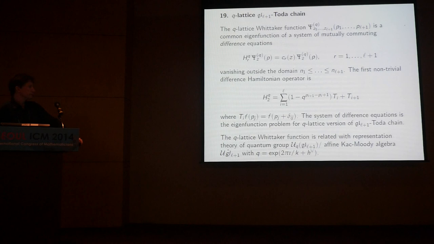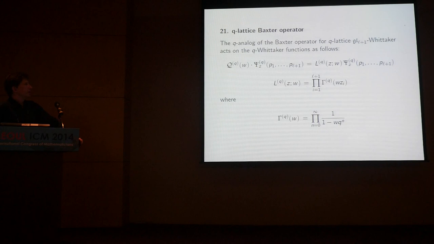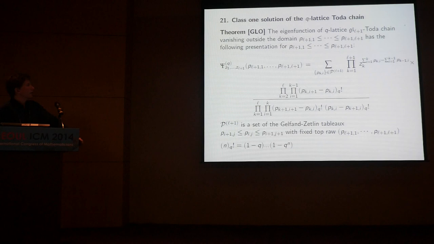Just a brief comment: just like in the standard case, we will present the solution of this problem in terms of matrix elements in some representation theory of general linear groups. The q-lattice Whittaker function also allows this interpretation, either in terms of quantum groups or affine Kac-Moody algebras. But we need only the result here. Again, we construct the q-analog of the Baxter operator, so there's some integral operator here, or difference operator, with eigenfunctions which are predictably given by a product of q-gamma factors. And this is an important result. This is an explicit solution of the q-lattice Toda chain.